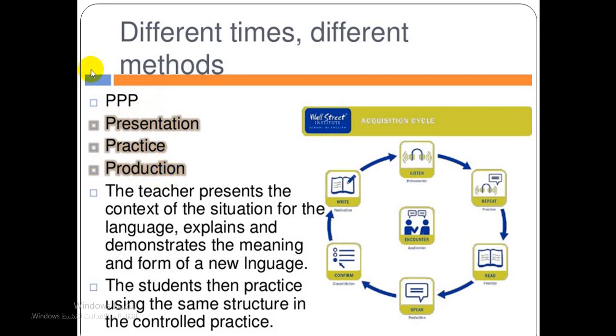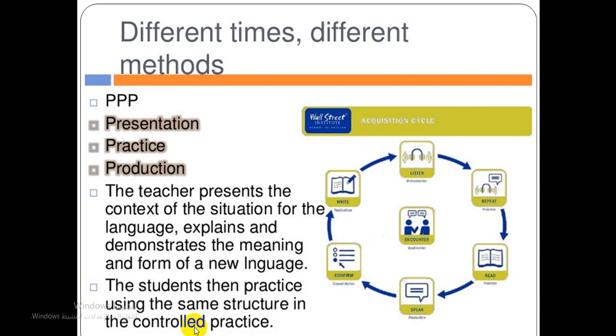In PPP lessons, the teacher presents the context and the situation for the language, for example describing someone's holiday plans, and both explains and demonstrates the meaning and form of the new language. For example, the going to future, the structure going to, as in: he is going to visit the museum. The students then practice making sentences with the structure going to. This is called controlled practice.